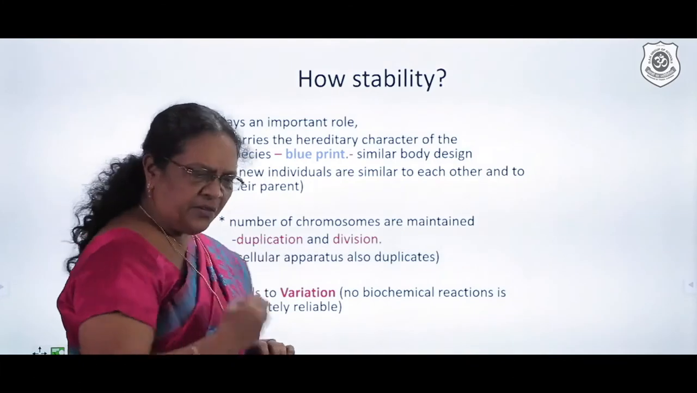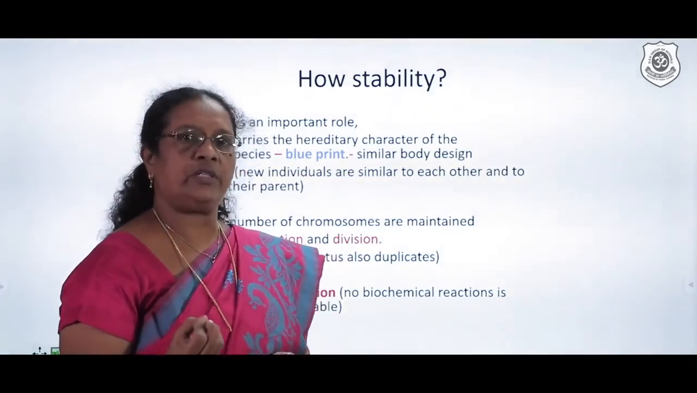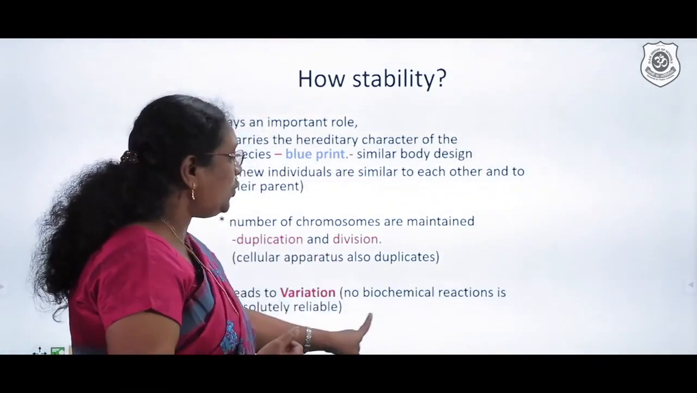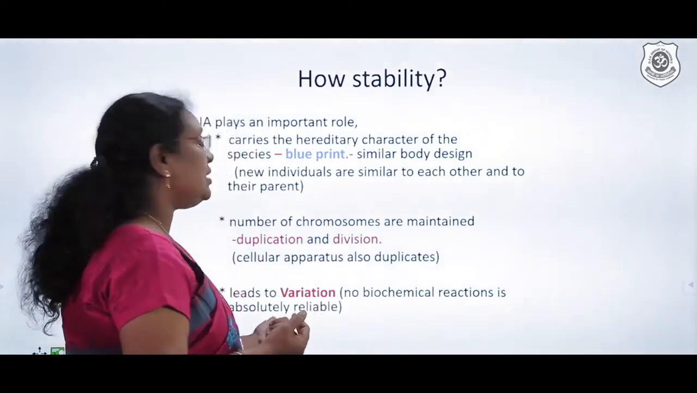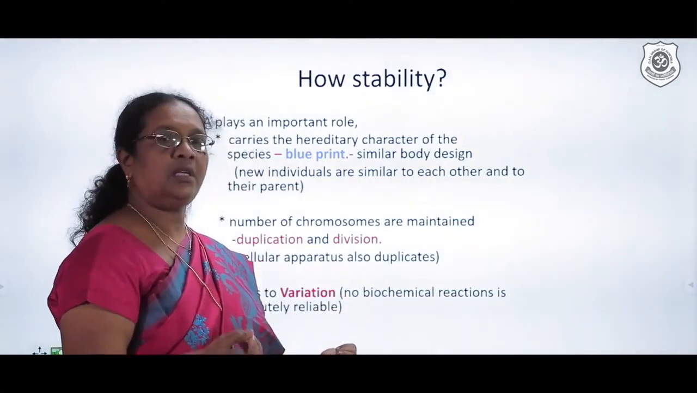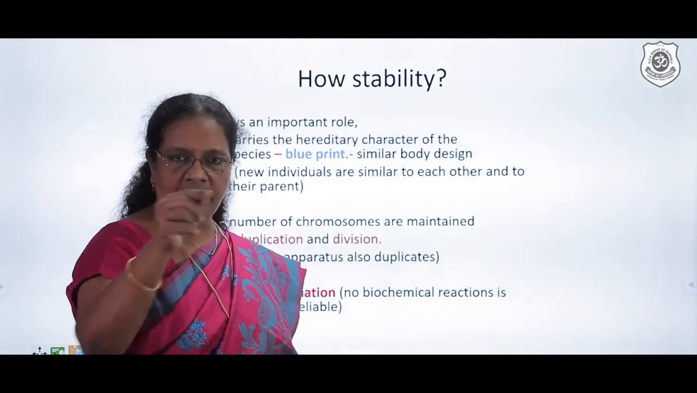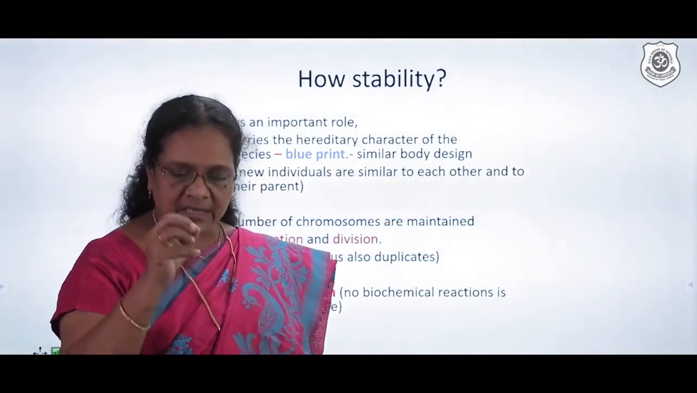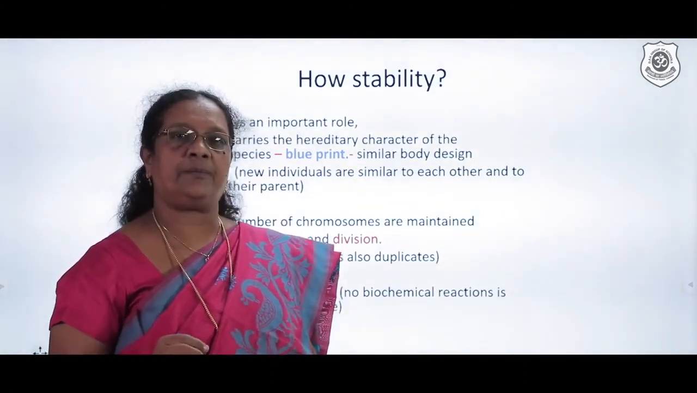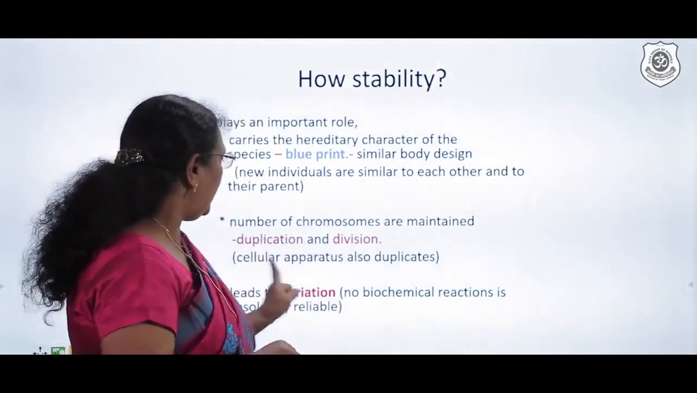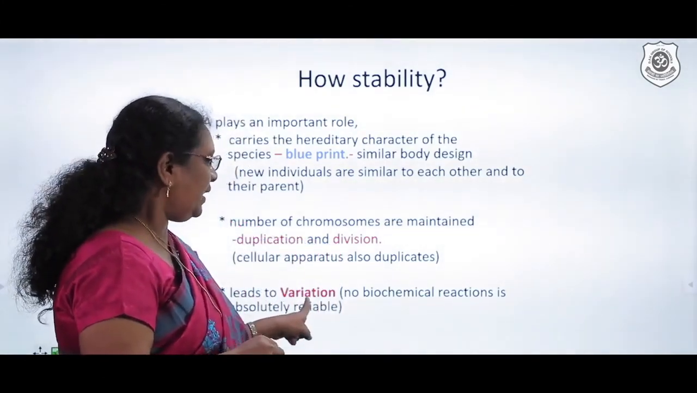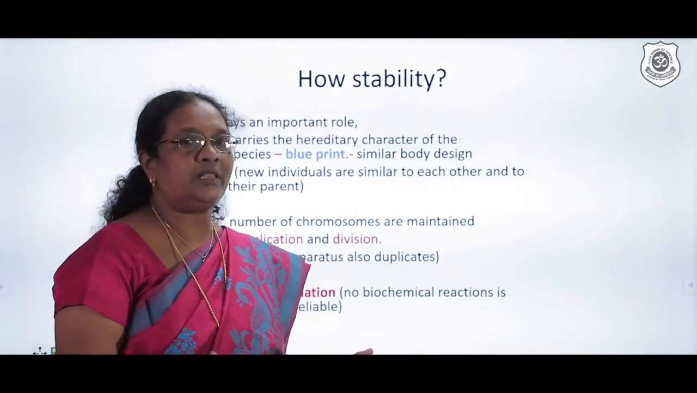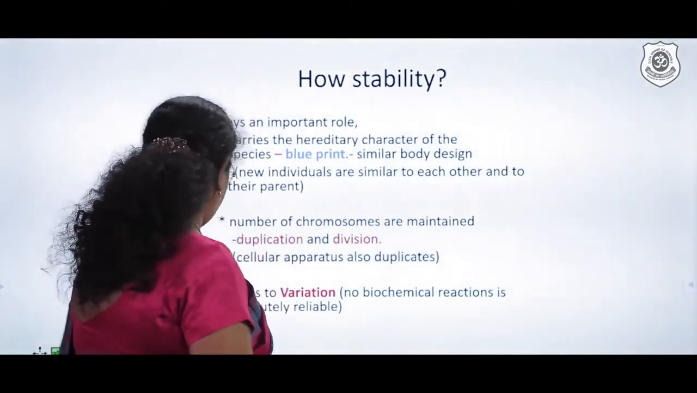Good. But whenever a duplication takes place, no biochemical reaction is absolutely reliable, meaning there is not going to be a 100% replica. Definitely there is going to be some error. That is where you find it leads to variation. If this variation is not going to be there, let us see what is going to happen.